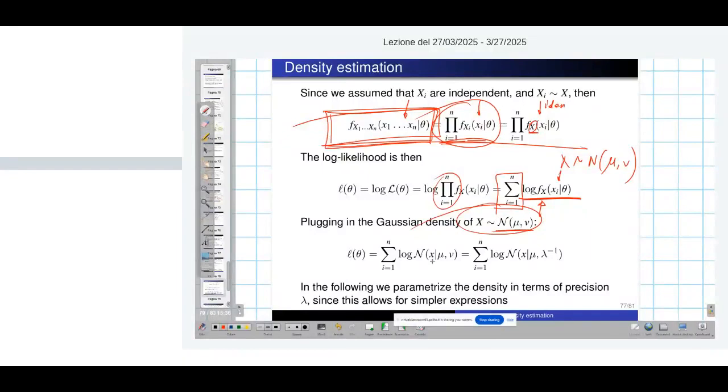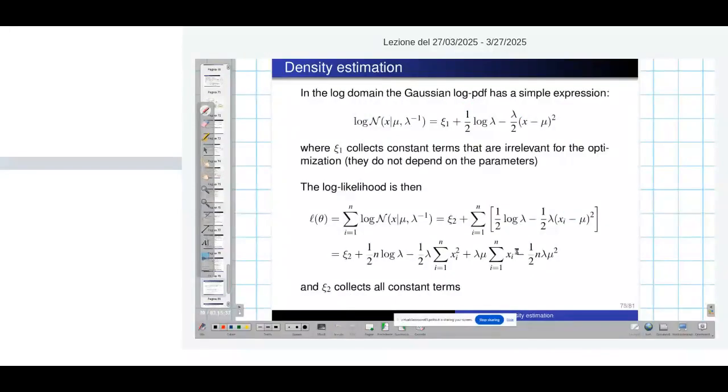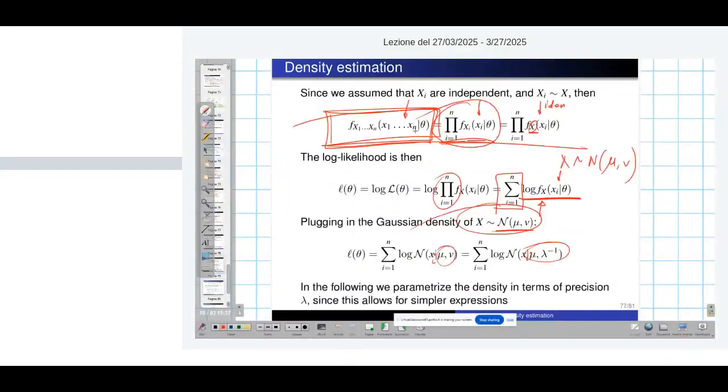So I will have the logarithm of a Gaussian density with mean mu and variance v computed at each sample xi. This is a function of mu and v, and from now on it will be a function of mu and lambda. If I give you a value set for the model parameters, then you can plug in the dataset samples and compute the value of the likelihood for those parameters mu and v.